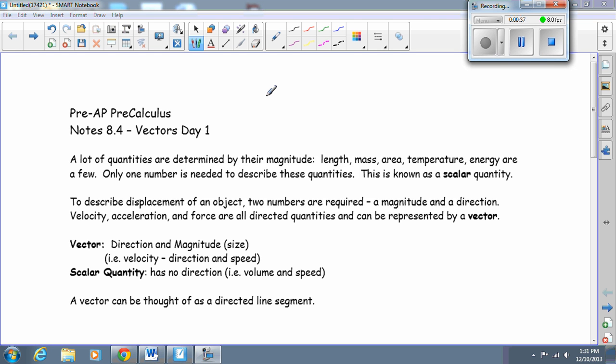What exactly is a vector? A vector is a direction and magnitude. Well, it has a direction, it has a magnitude. And when we talk about magnitude, we're talking about the size, or I should say the length of that vector.